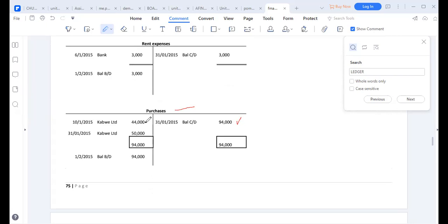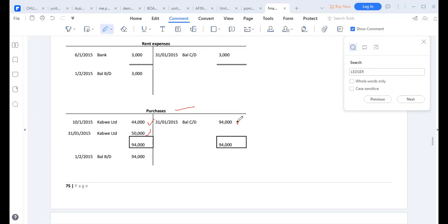Then we made a payment to Kabwe. Okay, the transaction was this. On 10 January, we bought goods from Kabwe, okay? And on 31st January again, we further had a supply of goods.